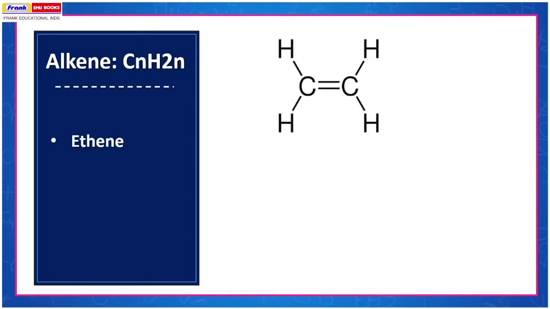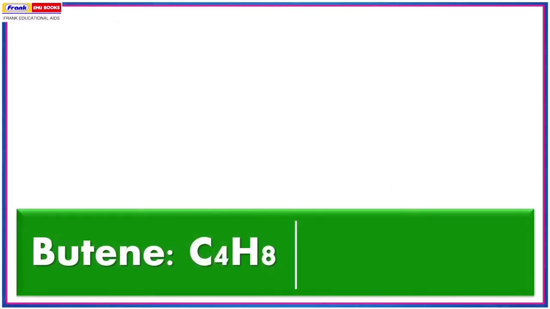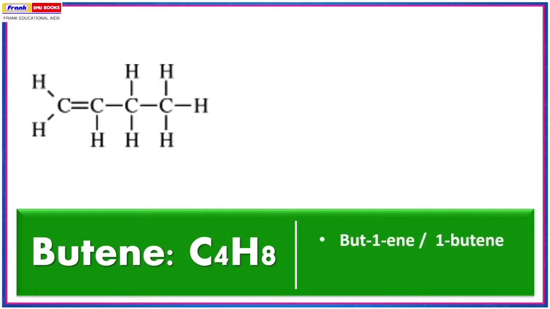Alkene, CnH2n. Ethene, CH2=CH2, the valency of carbon atoms is satisfied by hydrogen atoms. Propene, CH3-CH=CH2, the valency of carbon atoms is satisfied by hydrogen atoms. Butene, C4H8, but-1-ene or 1-butene.